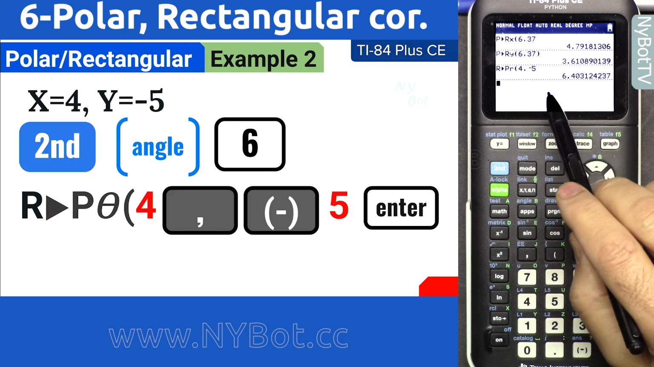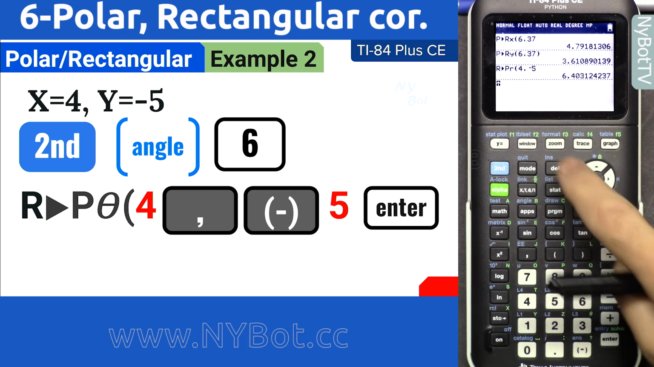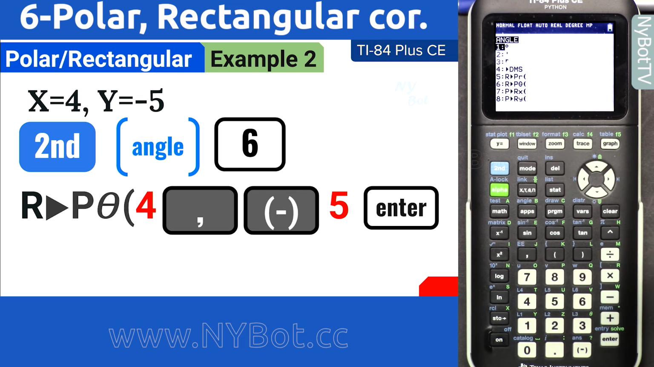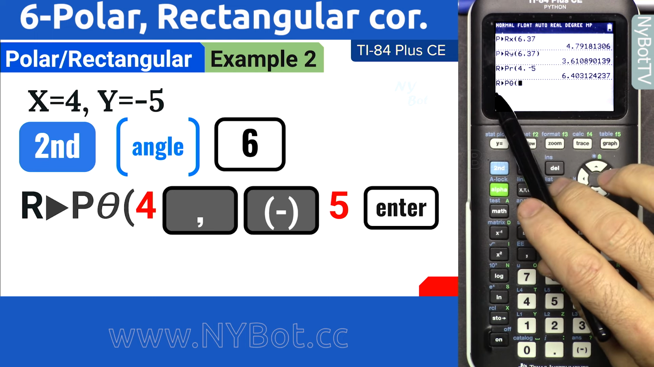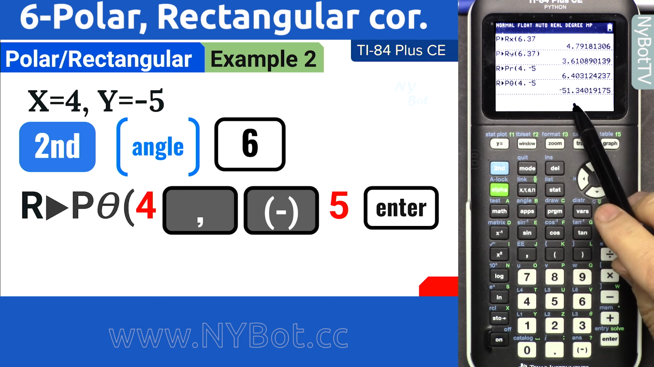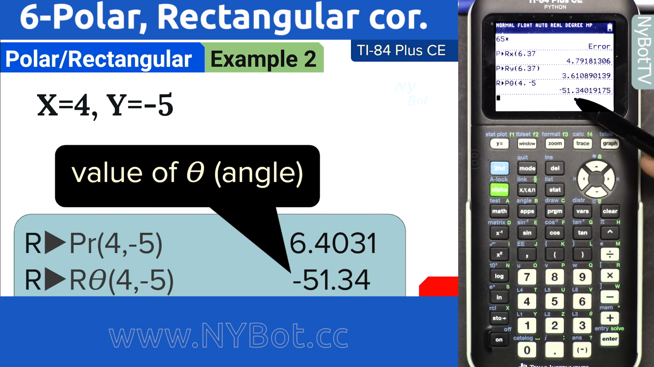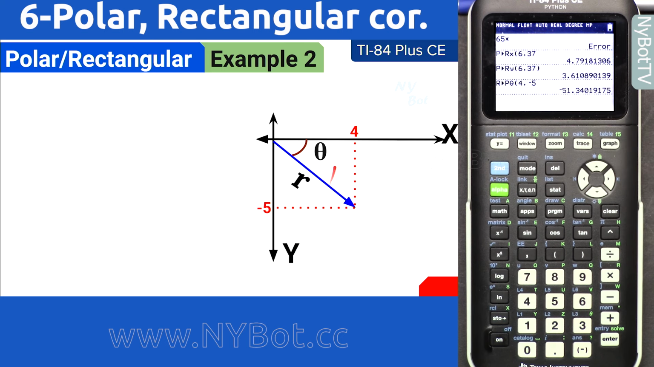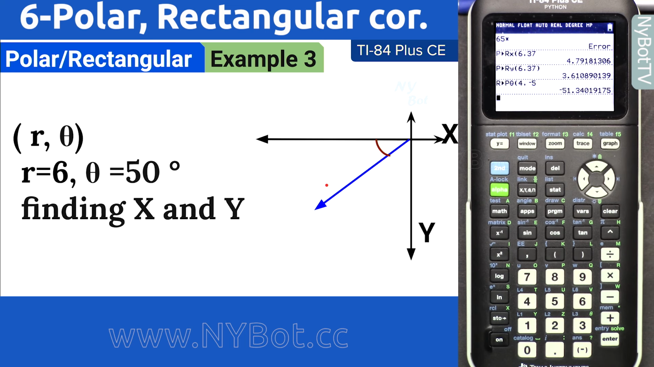So this is our r, and let's do the theta, second function, angle, this time 6, it says rectangular to polar, get theta, 4 comma -5, enter. So the angle is now -51. So this is our angle, -51 degrees. And as you can see, the angle is below x-axis, -51 makes sense, so the answer is correct.